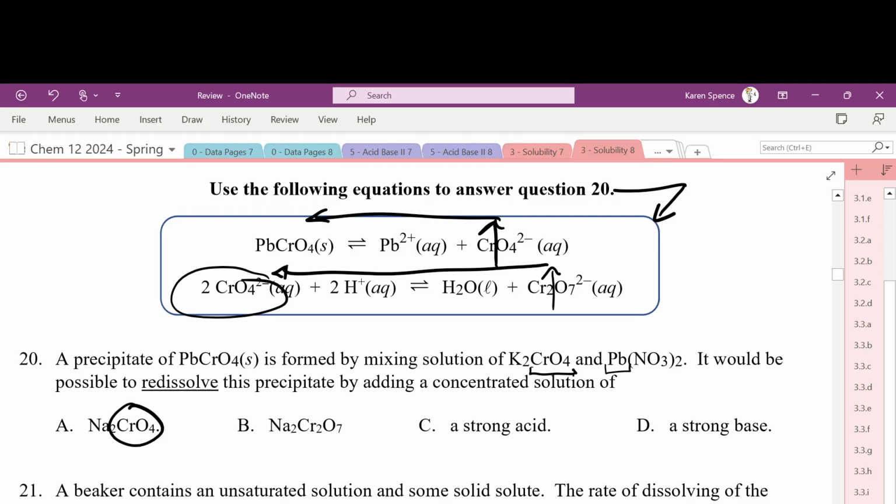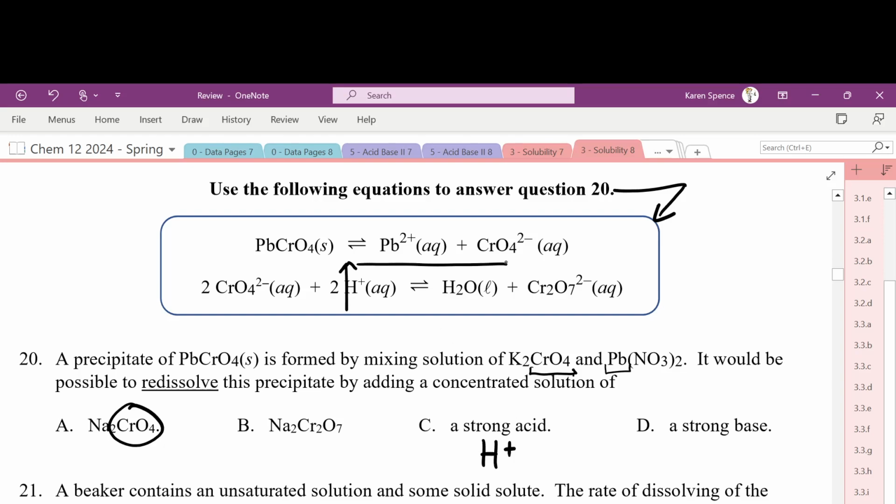So that's not helpful. How about a strong acid? Yes, because if we increase the strong acid, we are increasing the concentration of H+. This shifts to the right, which uses up the chromate, which means this is going down, which means this will shift to the right. So you can redissolve that precipitate using that process. Okay?